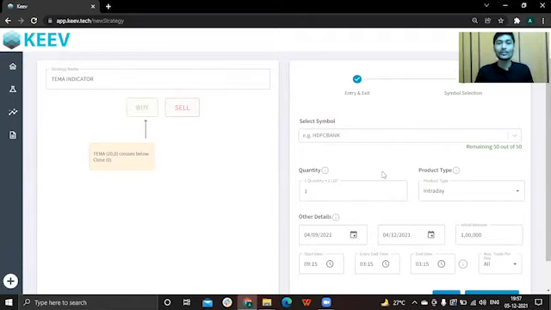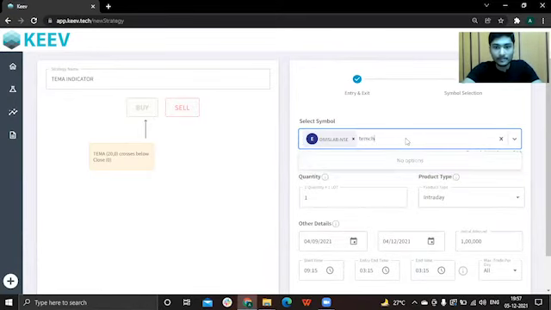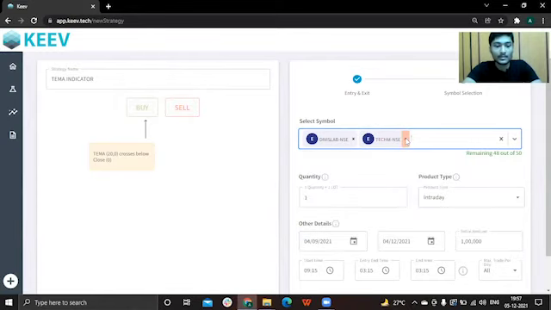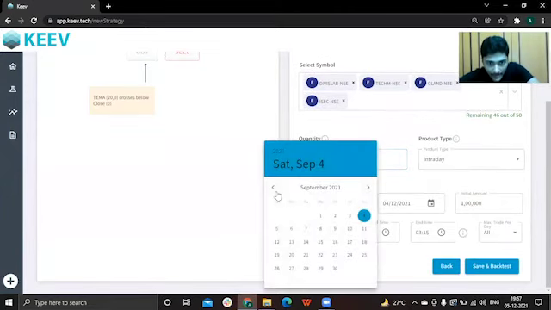On this page, we have to select stocks, quantity of the stocks, and product type. So stocks can be BVs. Quantity 100. Date.